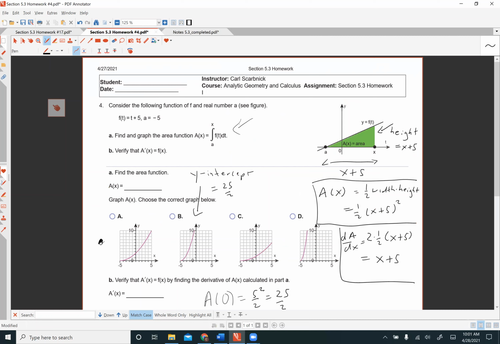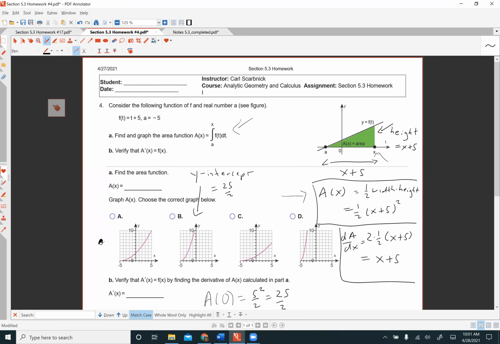And it turns out when a is negative 5, f of t is 0. So the area function is just the area of that green triangle, and as x goes further out, the area grows. Then you want to verify that the derivative of the area function is f of x. So we know that in this case a is negative 5, and here's your x. Here's the area function, right?